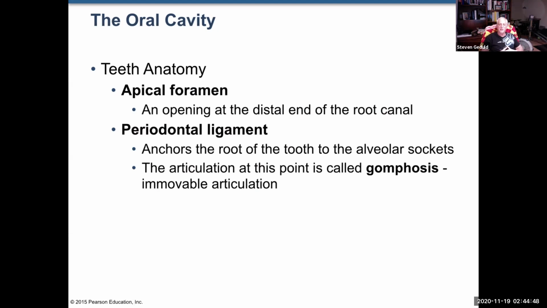The periodontal ligament, like I said, anchors the root of the tooth to the alveolar socket of the mandible or the maxilla. The articulation is a gomphosis, which is an immovable articulation. Okay. Just like the interosseous membranes of the radius and the ulna, or the tibia and the fibula. Those interosseous membranes, those are gomphosis. They're immovable articulation joints.